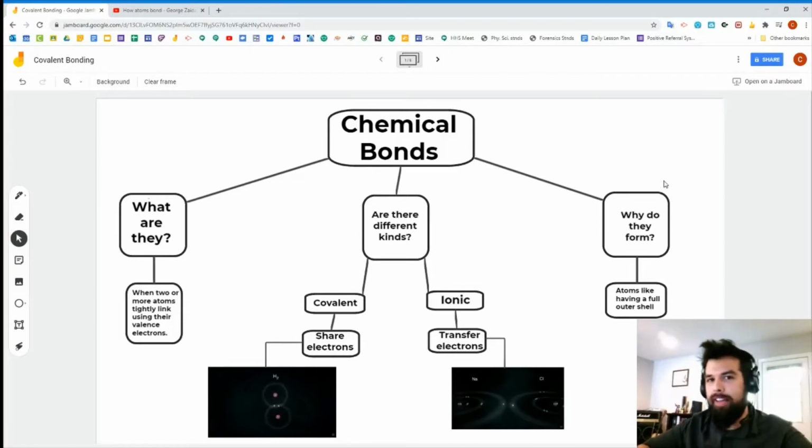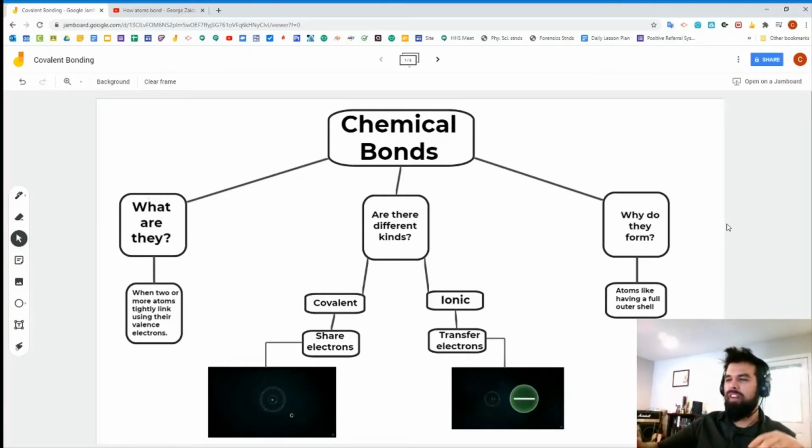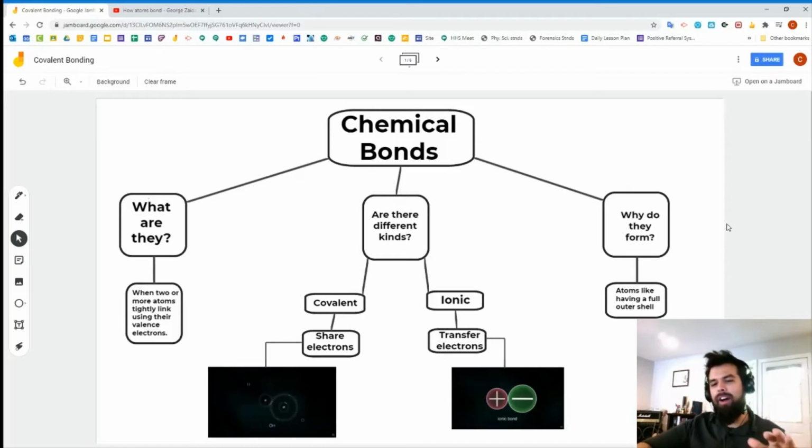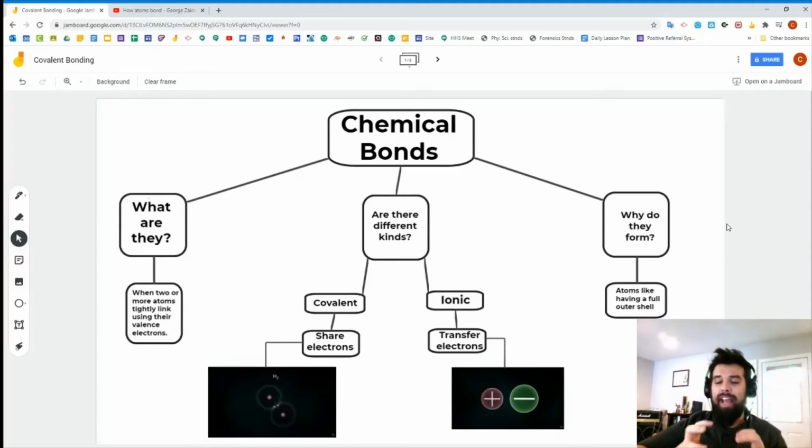So now let's answer this last question. Why do chemical bonds form? Well, for reasons beyond the scope of this class that have to do with electrostatic attraction and all sorts of other fancy pants words, atoms like having a full outer shell of electrons. And if you haven't caught on yet, that usually means that they like to have 8 of them outside, except for hydrogen and helium, they like 2. Because they usually like to have 8, we call this the octet rule.